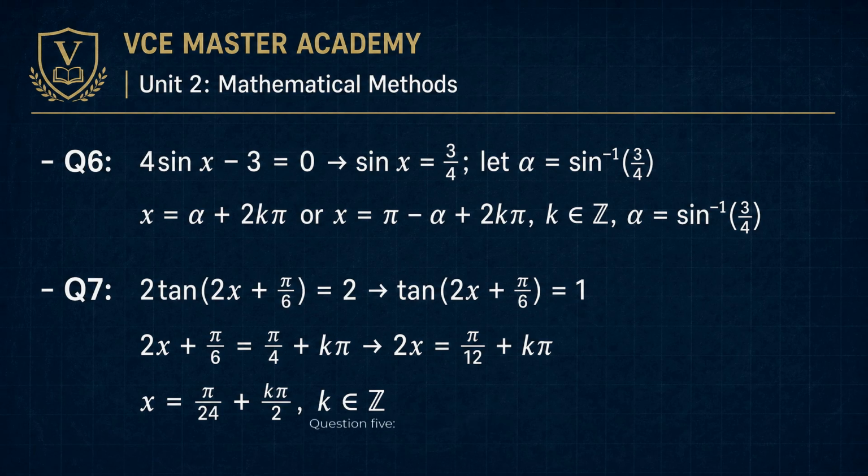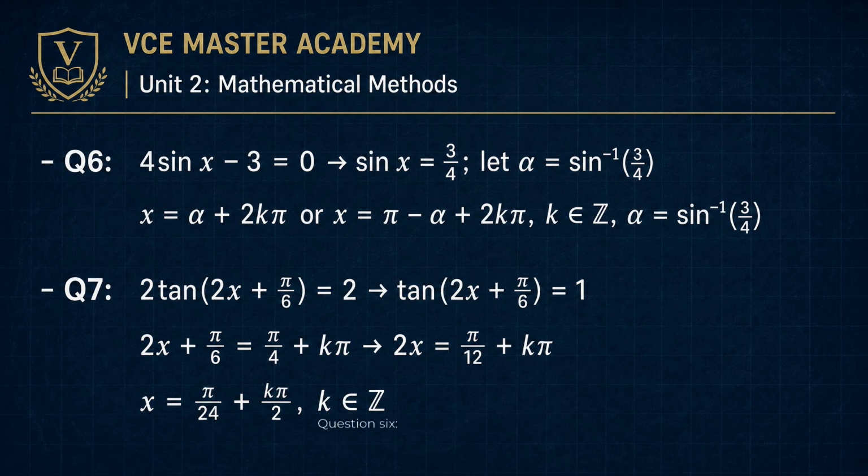Question 5. 2 cos x minus root 2 equals 0. Tidy up. Cos x equals root 2 over 2. That is 1 over root 2. So alpha is pi over 4. Copy the family. X equals 2k pi, plus or minus pi over 4. K is any integer. Tidy up first. The family does the rest.